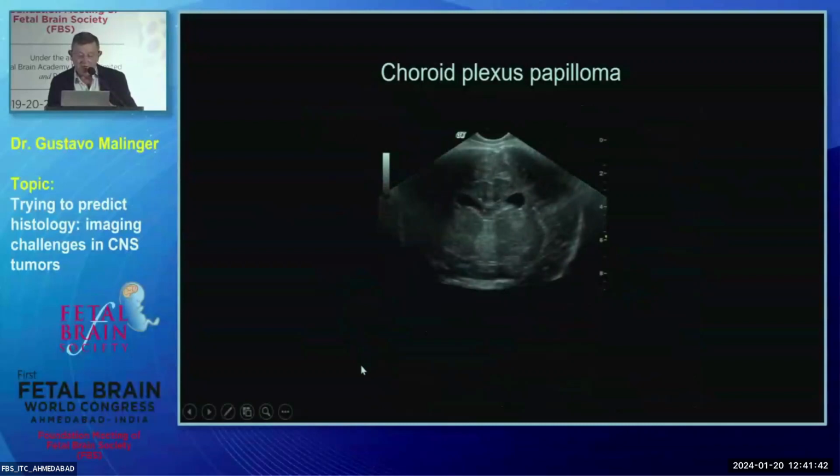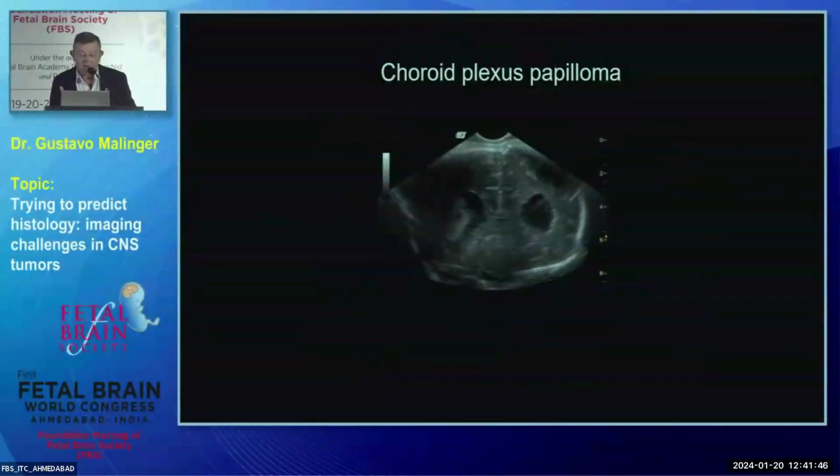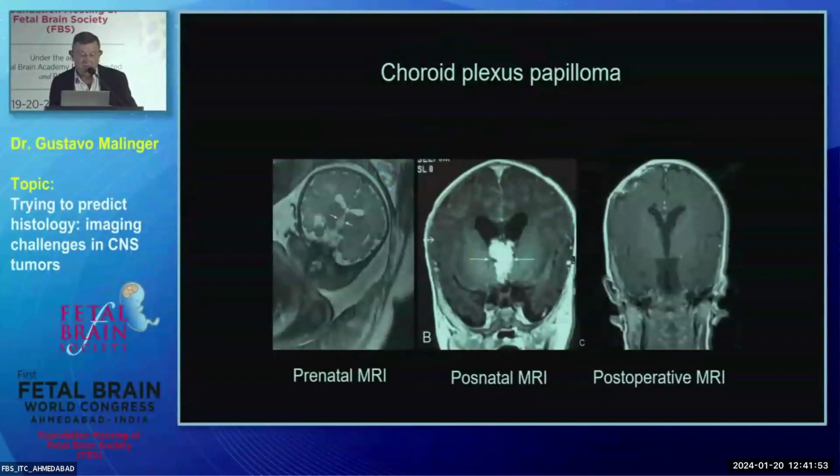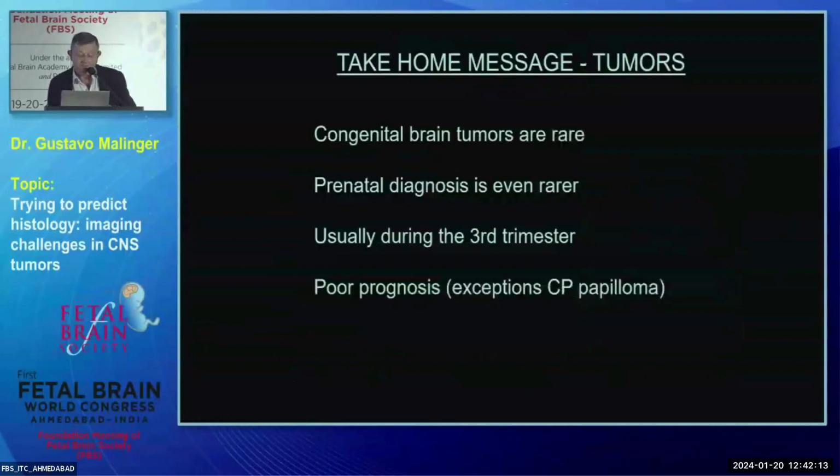Again, you see the video, you see how the third ventricle is dilated. There is no fluid inside. This is the origin of the ventriculomegaly, and here you see the Doppler. The prognosis of choroid plexus papilloma is good. So this is the prenatal MRI. Again, the MRI was not able to tell if it's a tumor or not. After delivery it was quite clear, and this is the postoperative MRI. And we followed this boy, and he did exceptionally well.